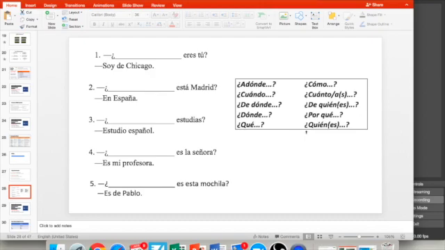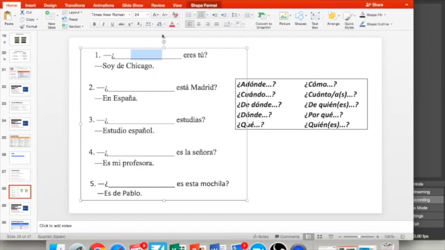Number 1 asks you, blank eres tú? And the person responds and says, well, soy de Chicago. So we're asking blank are you, and the person answers and says, I'm from Chicago. But we're asking, where are you from, or from where are you in Spanish? So we can't just say, ¿dónde eres tú? Because ¿dónde by itself means just where. We want to ask, from where are you? ¿De dónde eres tú? From where are you? ¿De dónde eres tú?